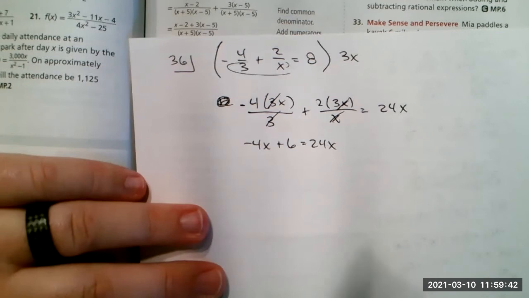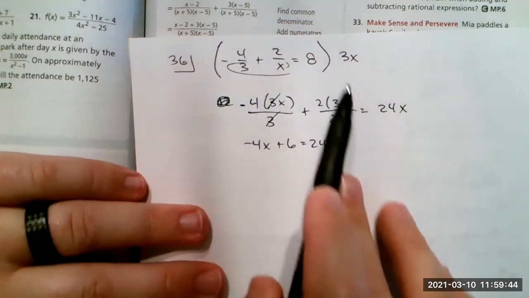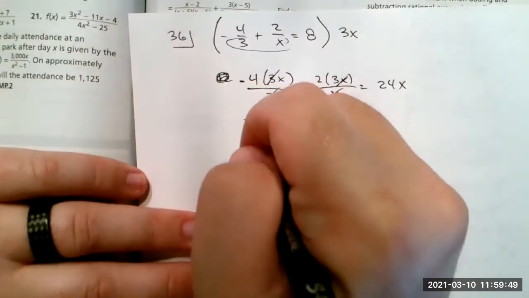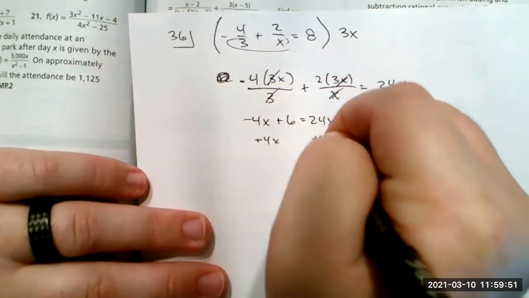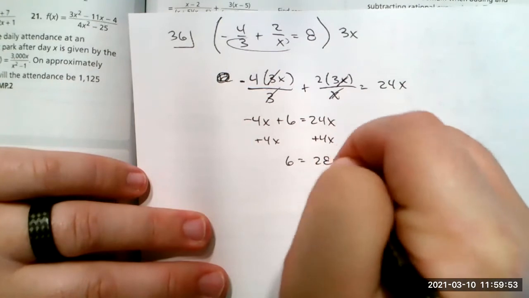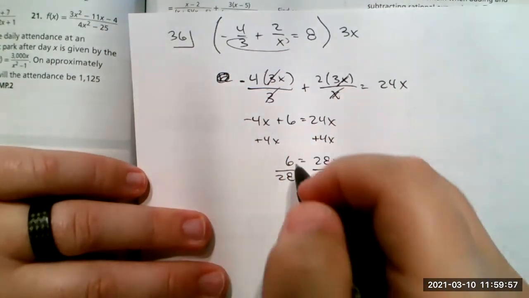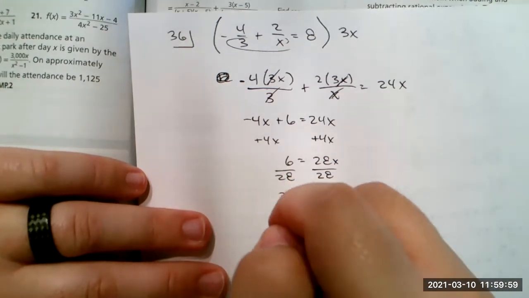So I multiplied everything by that common denominator and then simplified. Now I have this. So I'll add 4x to both sides. So I get 6 equals 28x. Divide both sides by 28. Would that be 3/14?